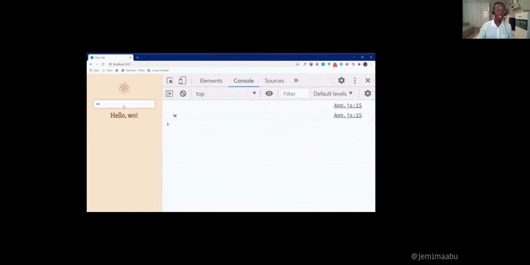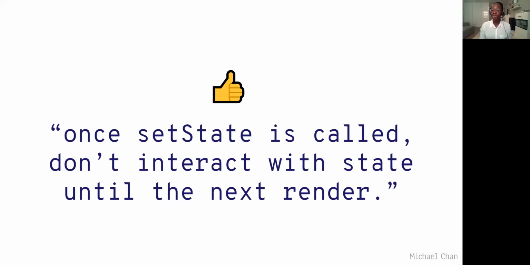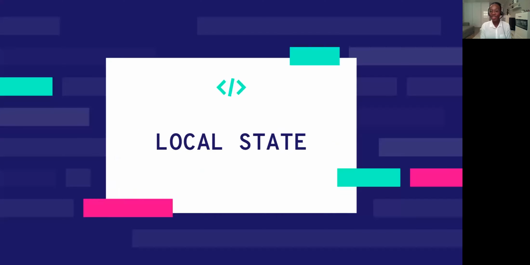So that's why we have to use things called lifecycle methods in React, and that's a whole other thing which I'm not going to get into. But yeah, it's just something to keep in mind. So once setState is called, don't interact with the state until the next render. That pretty much means just have a lifecycle method to detect when your component has actually updated, when your component has actually re-rendered, and then you can interact with your state. Yeah, that's that concept. And now we're going to move on to the concept of local state.